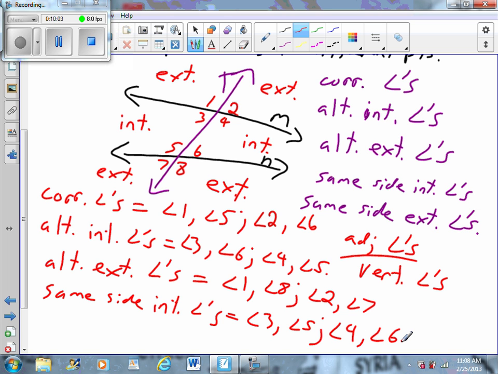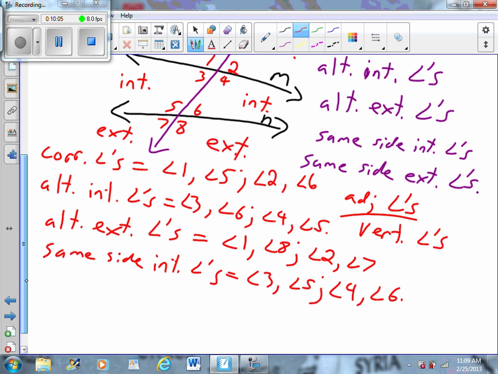Now what about same side exterior angles? 6 and 2? No, 6 and 2 are corresponding. So what would it be? Same side exterior, 2 and 8. Did you say 2 and 8? Yeah, I said 8. It's 2 and 8, okay?